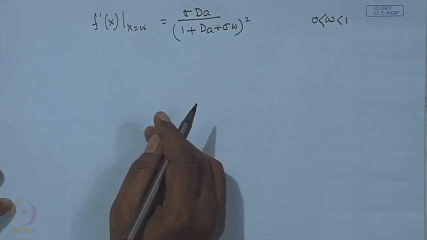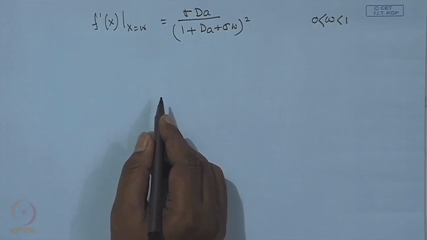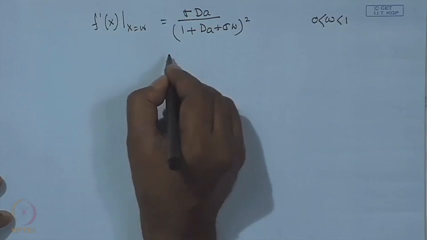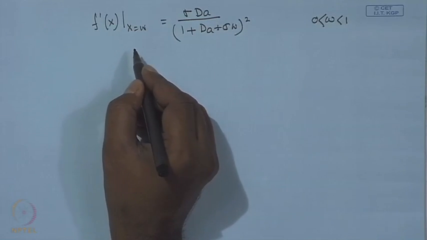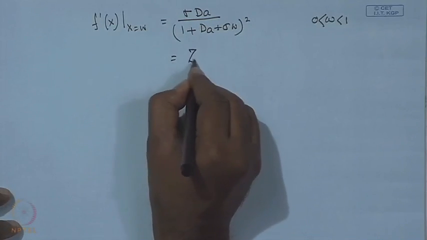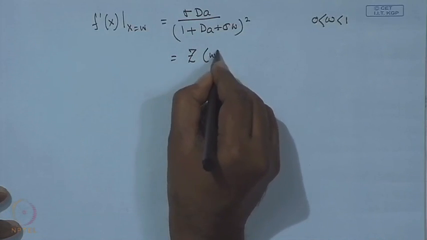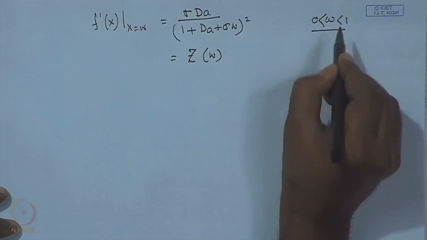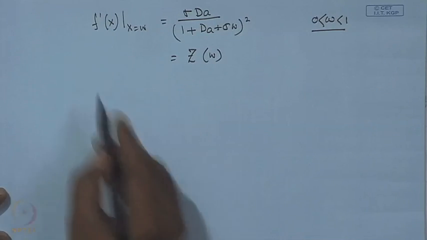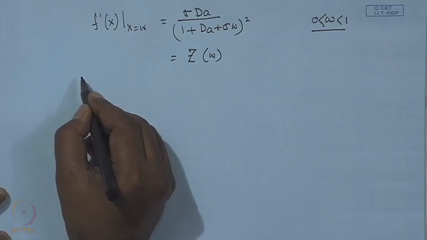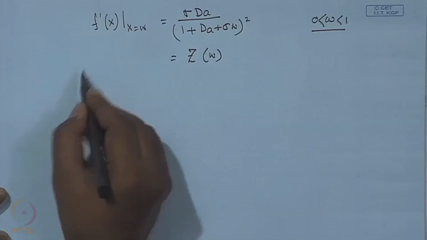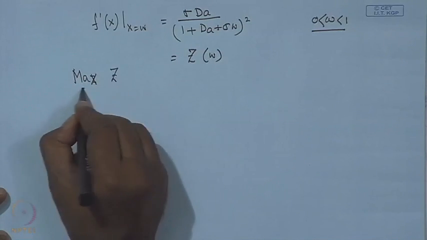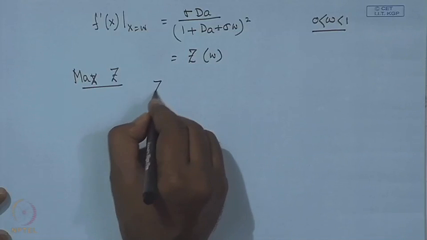Okay. Now, if you see that, the implication of this is that f prime x evaluated at x equal to w should be equal to z, and we have talked about this earlier, and z is a function of the continuous variable w lying in the domain 0 to 1. So, as you remember, the next step is that we look into the maximum value of z.